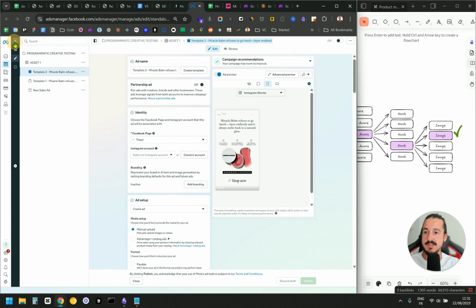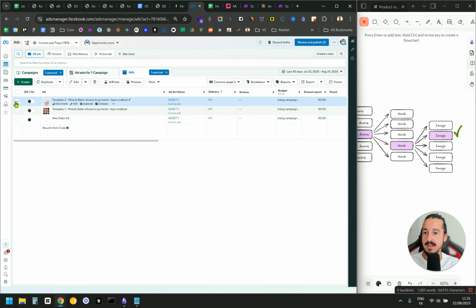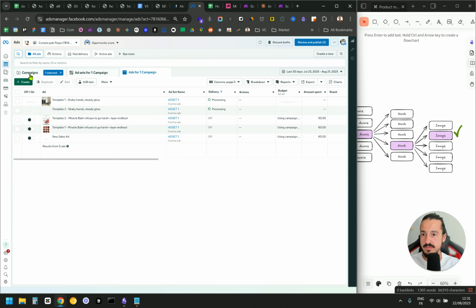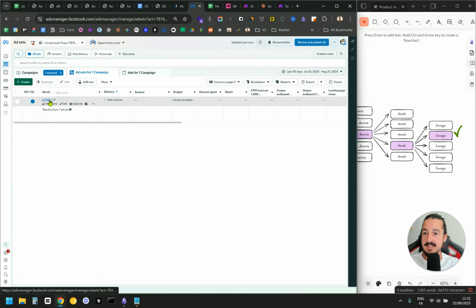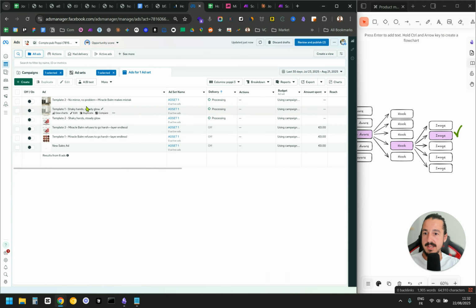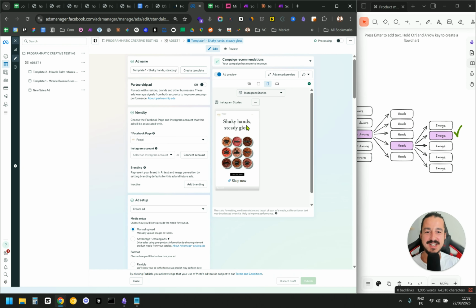So if I go here, this is an old ad account that I was using. Let me just find them. Programmatic testing ad set 1. And here we have our ads. Shaky hand, steady glow is the picture we wanted. And you can obviously use the format that you want and so on. So it's for you to decide which campaign you use, what the structures of your ad sets are, and what ad you want to push in each ad set.